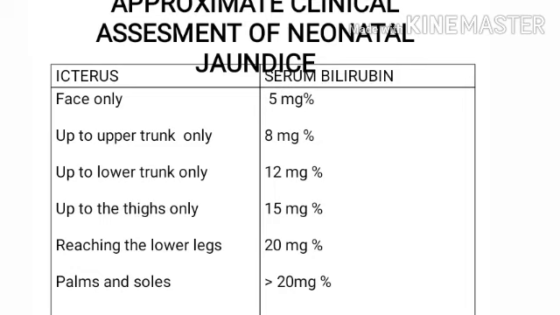But if the yellowishness extends up to the thigh, that is face, chest, abdomen and thigh, the bilirubin level will be 15 milligram percentage. And when it reaches the lower legs, that is face, chest, abdomen, thigh and lower leg all show icterus or yellowishness, then the bilirubin level will be 12 milligram percentage.